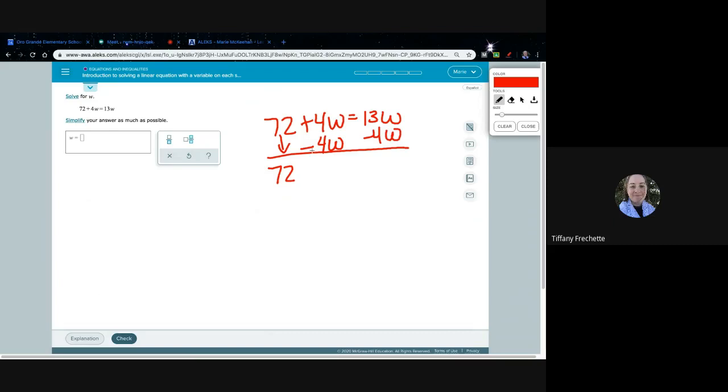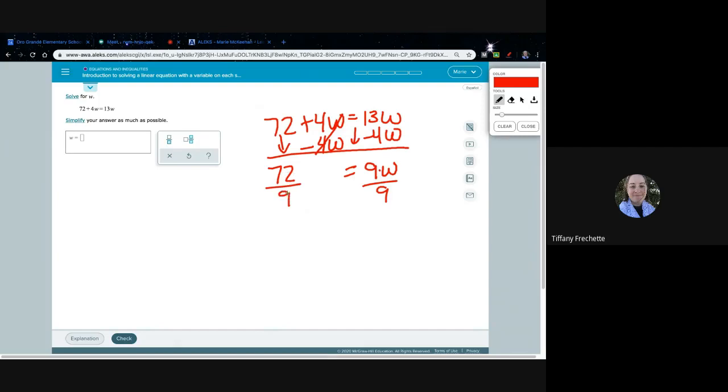4w minus 4w, they're opposites. I subtract. So 4w minus 4w is 0. It cancels just like we wanted it to. Make sure you also bring down the equal sign. And then we're going to subtract these as well. So we have 13 minus 4, and I get 9. Make sure you bring the w with it. They both have a w, so we're subtracting 4w from 13w.